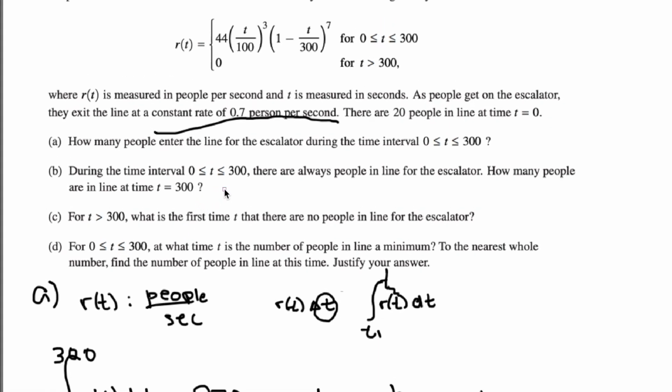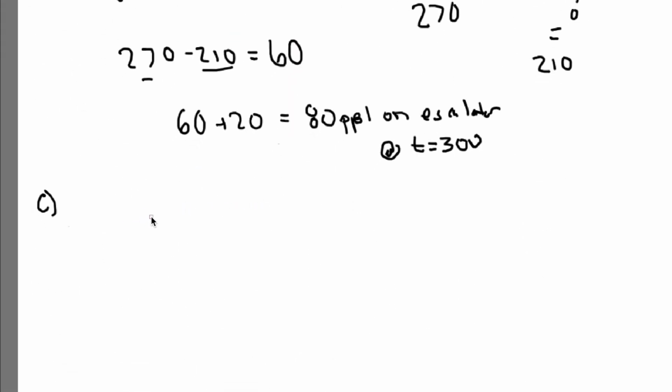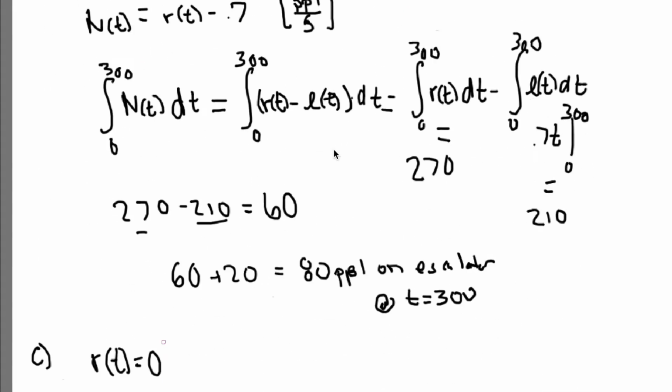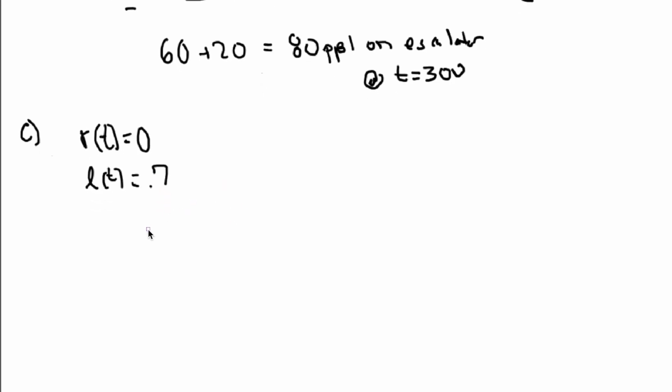For times greater than 300, what is the first time that there are no people in line for the escalator? So at times greater than 300, what do we know? We know r of t equals 0. That's defined in the problem; it's a piecewise function. But L of t is actually the same. L of t just remains constant, equal to 0.7. So we want to know after 300, at what time is the number of people on the escalator equal to 0?